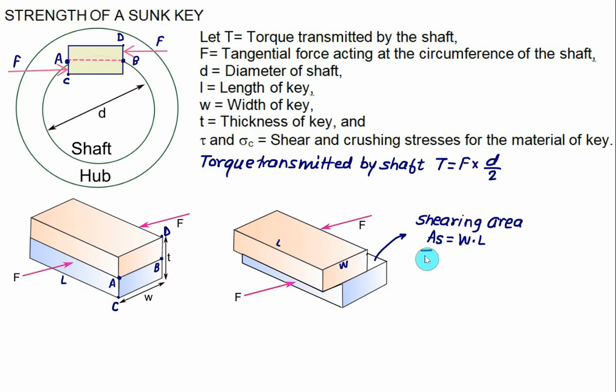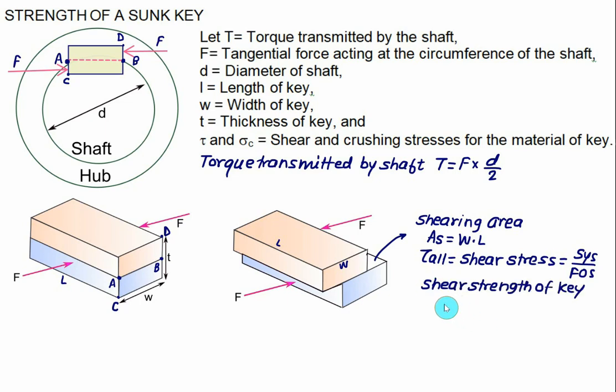If tau allowable is the shear stress, which is equal to SYS, the yield stress in shear, divided by the factor of safety, that is tau allowable. In this case we develop a shear force, also called the shear strength of the key, given as Fs, which is equal to the shear stress multiplied by the shearing area, that is tau allowable multiplied by the shear area, which is width W multiplied by L. Let's say equation number 1.